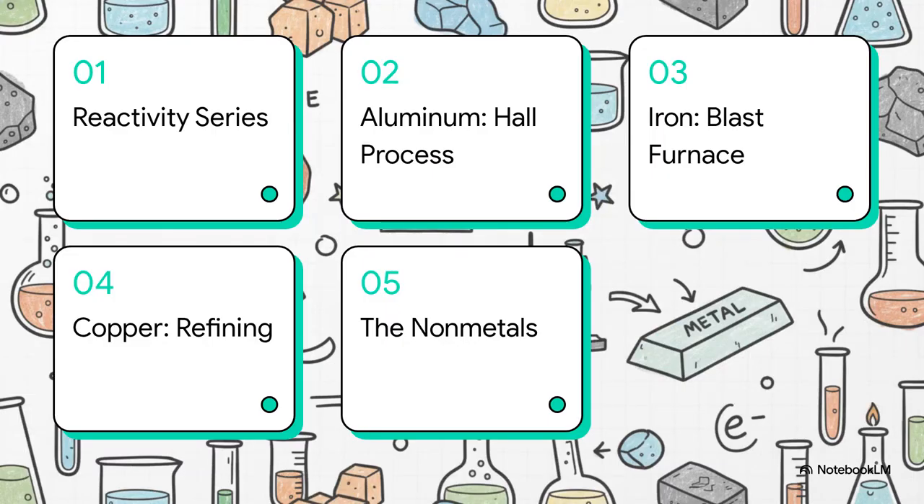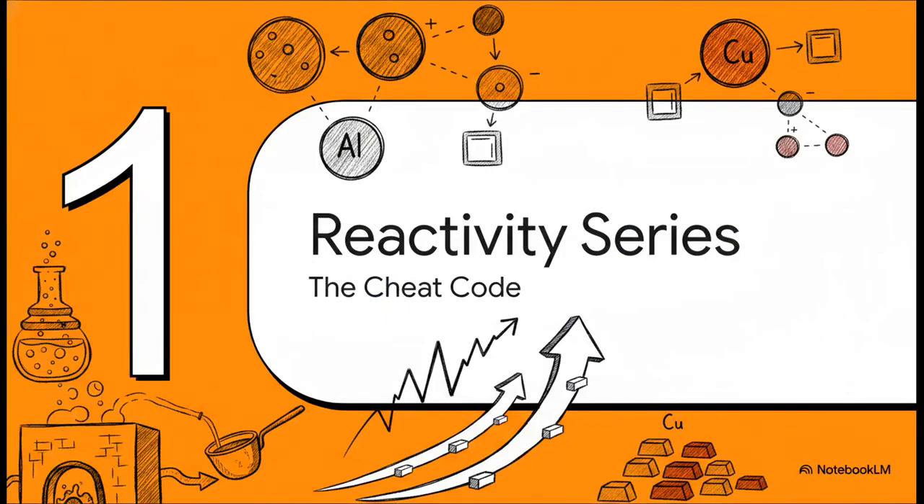We're going to start with the reactivity cheat code, which is really our ultimate scientific rulebook here. Then we'll look at aluminum in the Hall process, iron in the blast furnace, and copper via electrolytic refining before we wrap things up by exploring the nonmetals. All right, let's jump right into section 1, the reactivity cheat code.